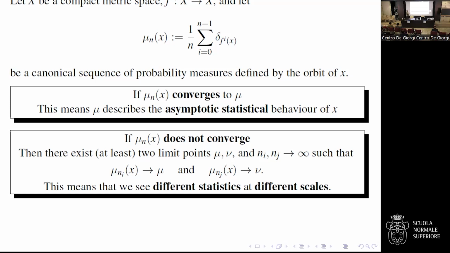What this means is that at different time scales, you see different statistics, right? So this means that if you look at this sequence n_i, it gives you a sequence of time scales. And if you look at this sequence, then you say, okay, I look at n_i, I look at this measure here at time n_i, and I see that it is very close to this measure. So that means that at that time, the frequency, the distribution of the points of the orbit is very close to this certain distribution. But if I look at a different time scale, then it looks like a completely different distribution.